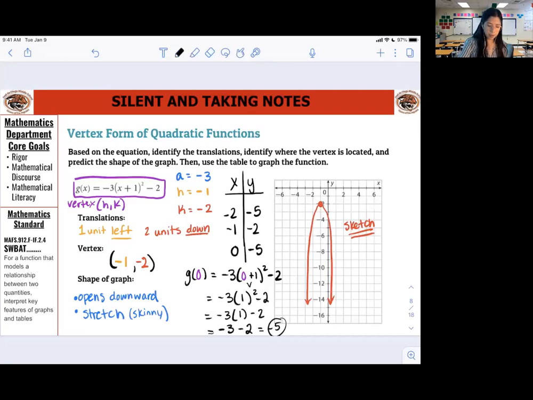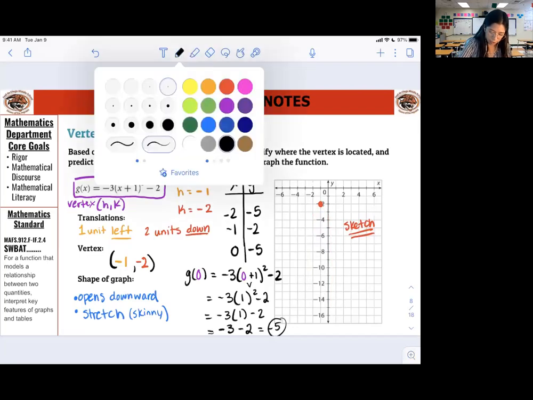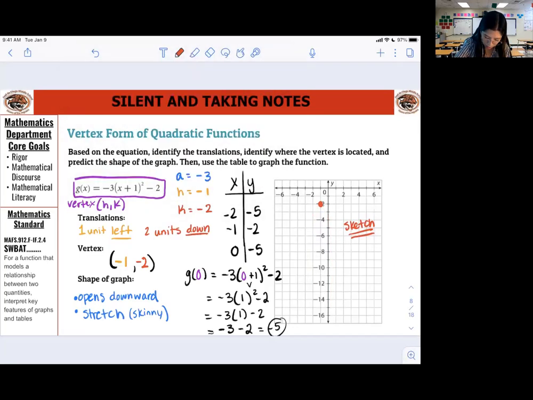So now I'm going to make my graph a little bit more accurate. I think I didn't make it as skinny as I should have. So -2, -5 is over here. 0, -5 is over here. And yeah, it's pretty skinny. Nice and stretched. And there it is. So how do we feel now? A little bit better? Any questions? Kind of getting the hang of it?